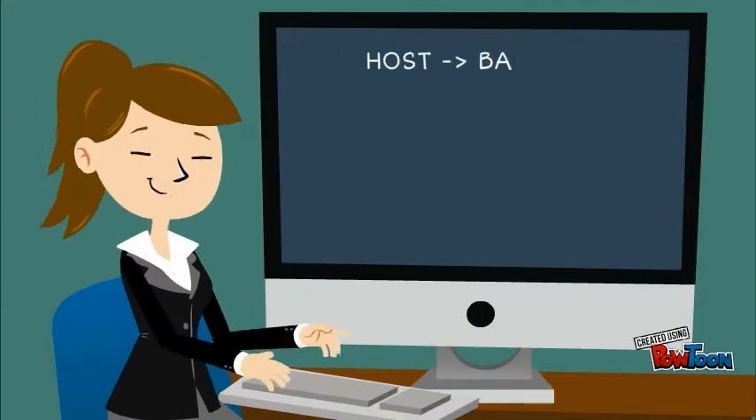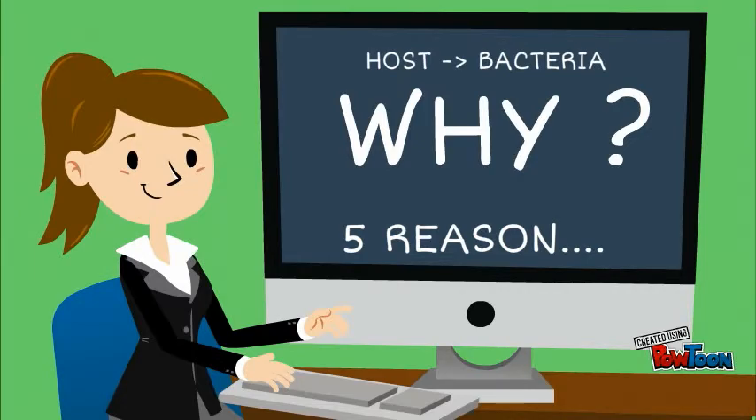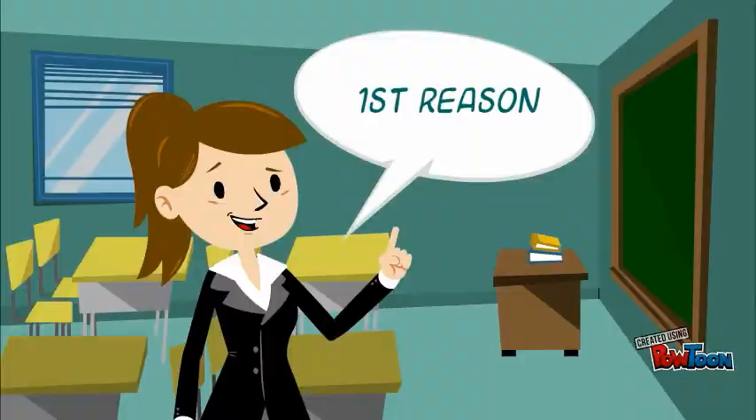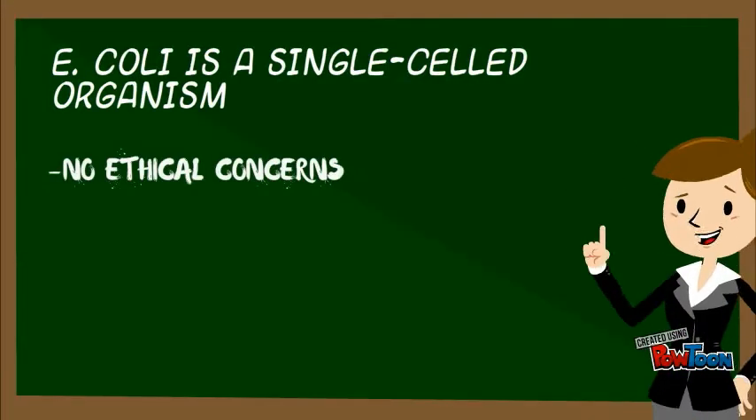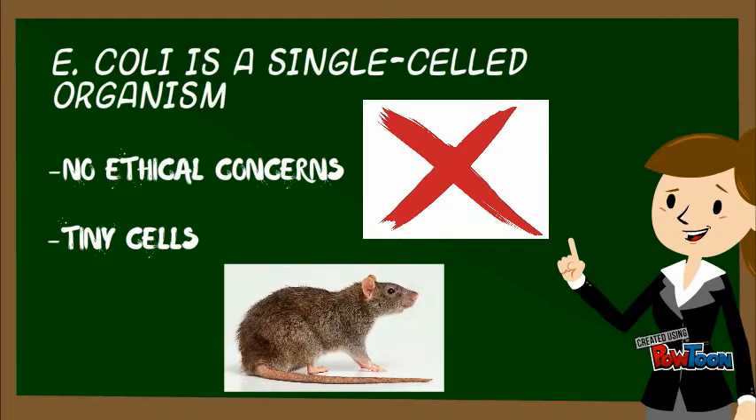The second measure is the genetic constitution of the host strain of the organism being transformed. Basically, the hosts are usually bacteria because of several reasons. Well, in this video, we stated 5 main reasons. The first one is E. coli is a single-celled organism. There are no ethical concerns about growing, manipulating, and killing bacterial cells, unlike multicellular model organisms like mice or chimps.